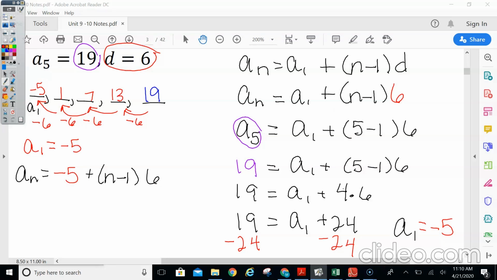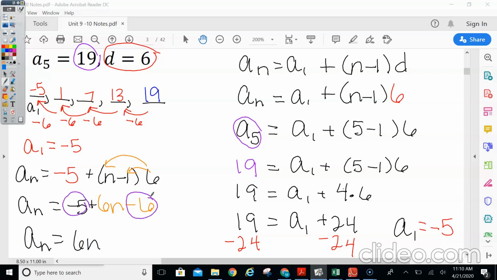And then we just distribute and combine our like terms. So here we're going to get 6n minus 6. So a sub n equals negative 5 plus 6n minus 6. So 6n is our slope. And then our y-intercept would be negative 5 and negative 6 makes negative 11. So here's our equation for this sequence.